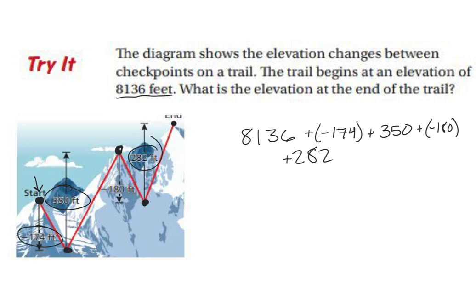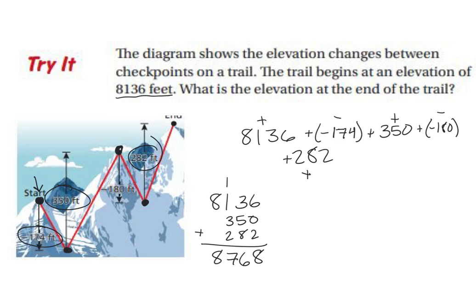All right, so let's see. I'm going to add all my positive numbers together, and then I'm going to add all my negatives together to get one positive and one negative number. So for all my positives, I have 8,136, 350, and 282 that we're going to add together. 6 plus 0 plus 2 is 8. 3 plus 5 is 8, plus 8 is 16. 1 plus 1 is 2, plus 3, 5 plus 2 is 7, and I drop down an 8. So all of my positive values together is 8,768.